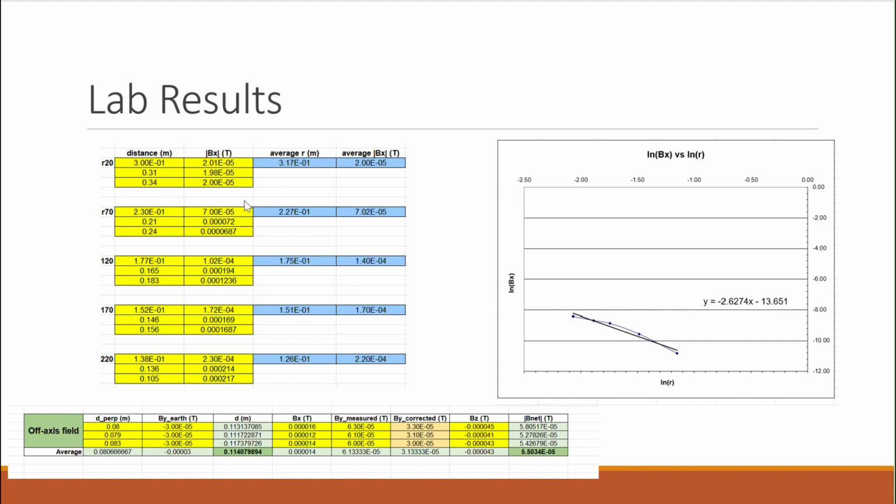So we can see in this first chart, we measure the magnetic field, or the radius required to achieve a magnetic field of 20 microteslas, 70, 120, 170, and 220 microteslas. This chart to the right shows the Ln of the magnetic field versus the Ln of the distance. We'll see why I do this in the next slide. And then the final chart shows the off-axis magnetic field, so 45 degrees to the bar magnet.